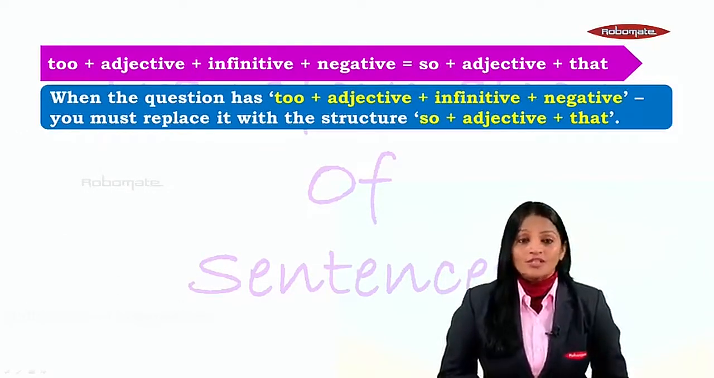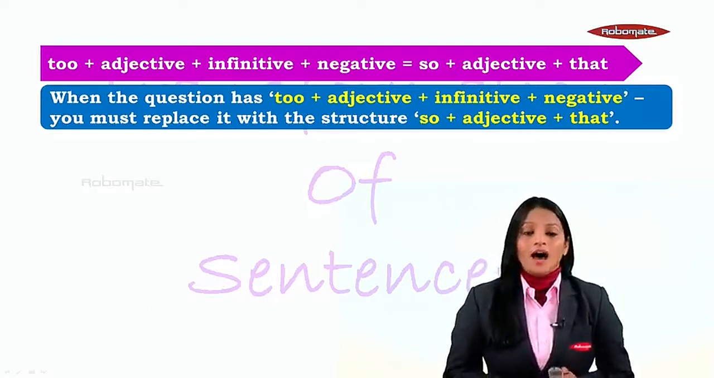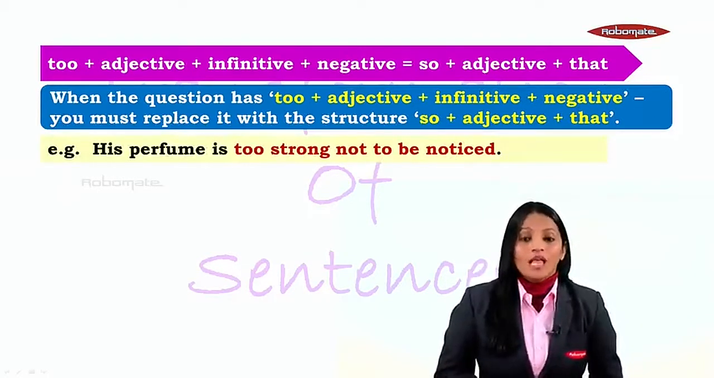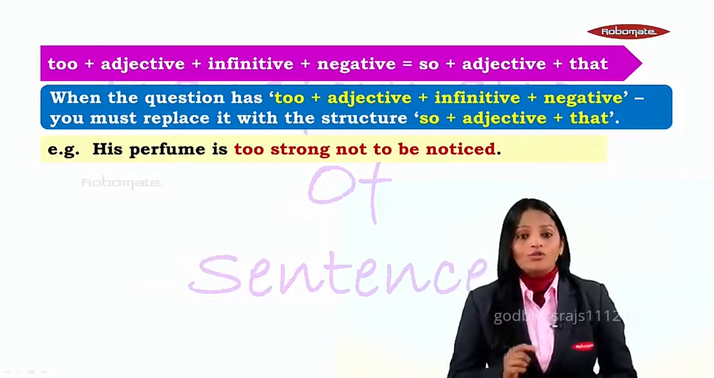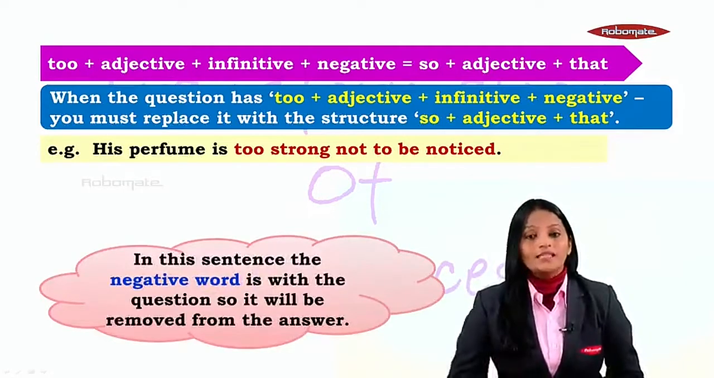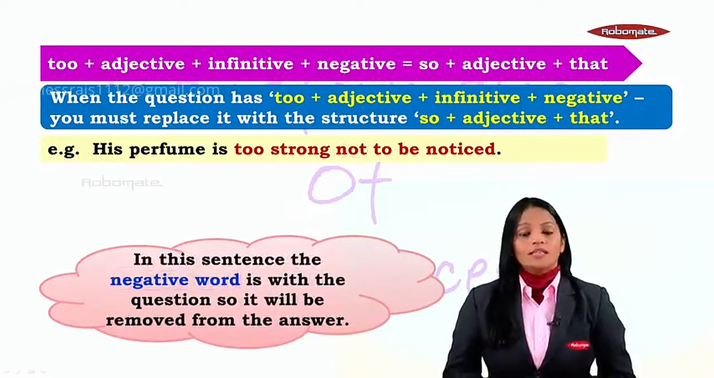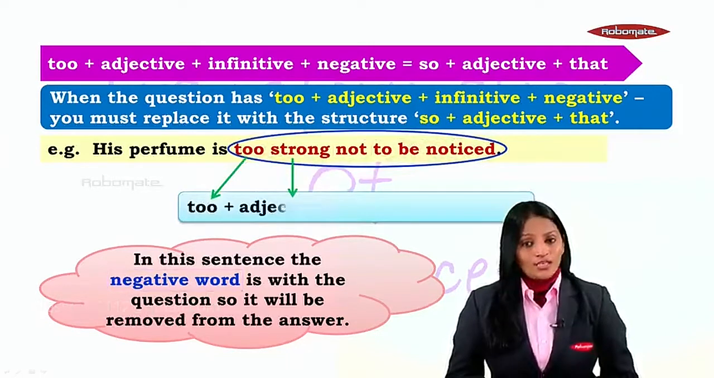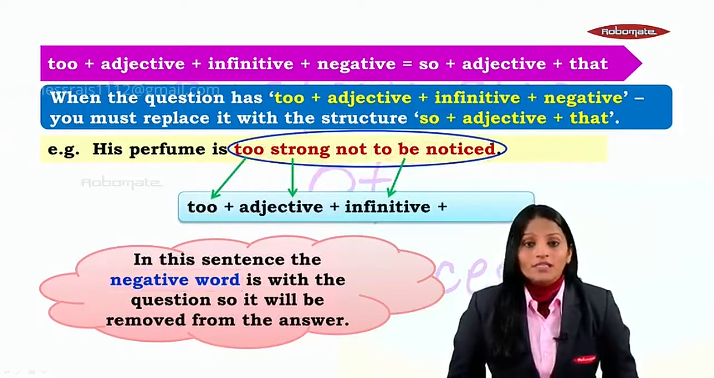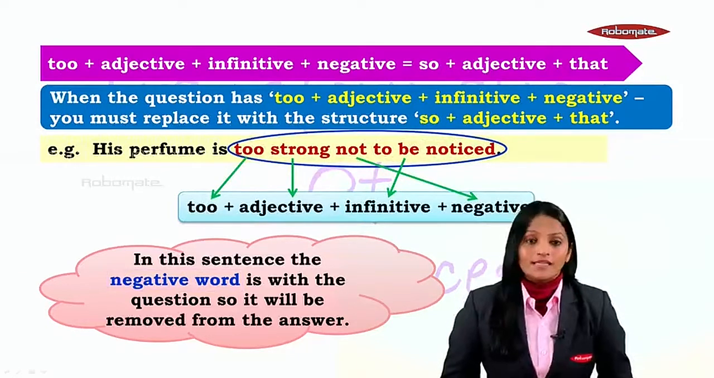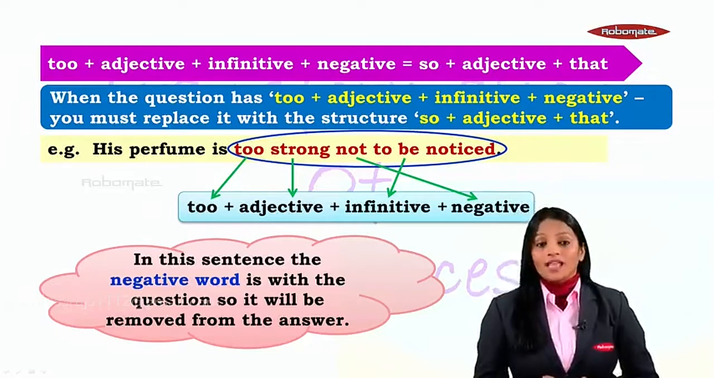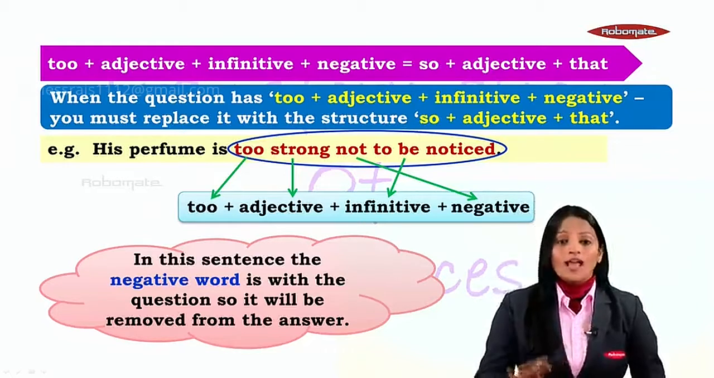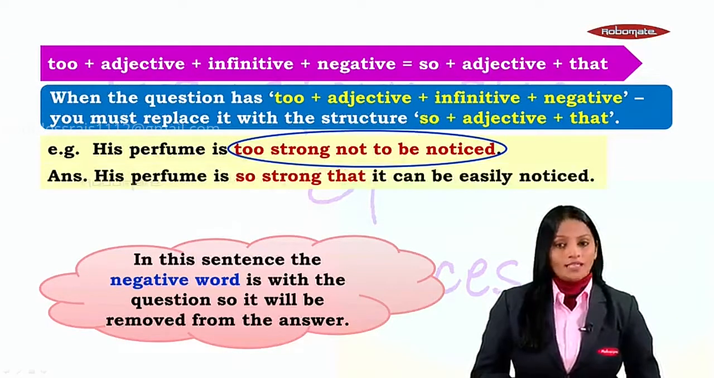When the question has too plus adjective plus infinitive plus negative, then the answer will be so plus adjective plus that. No negative here. Look at this. His perfume is too strong not to be noticed. In this case, the negative word is with the "too" structure. See here. Now, too strong, too plus adjective. Then we have the infinitive "to be noticed". And we also have a negative word that is "not". What did we say? Whenever the question has a negative, then the answer with the "so" will not have the negative.